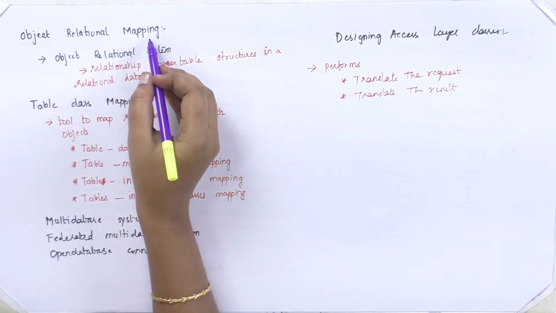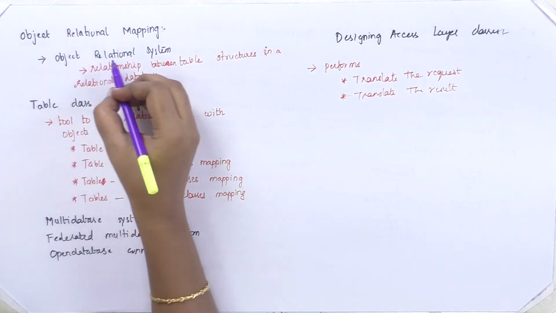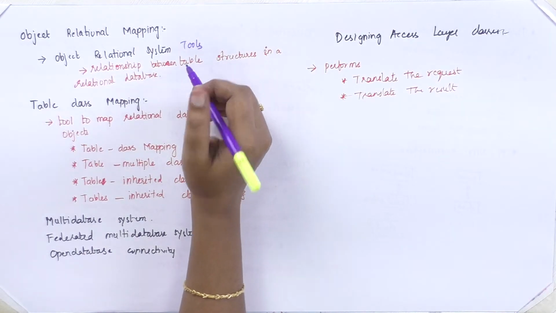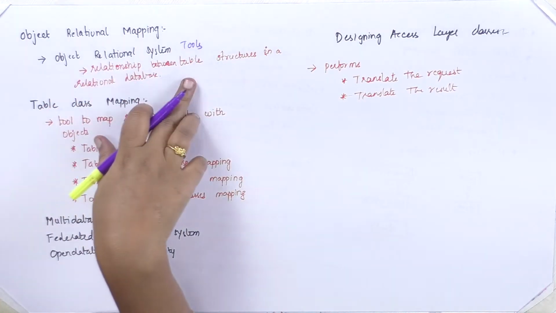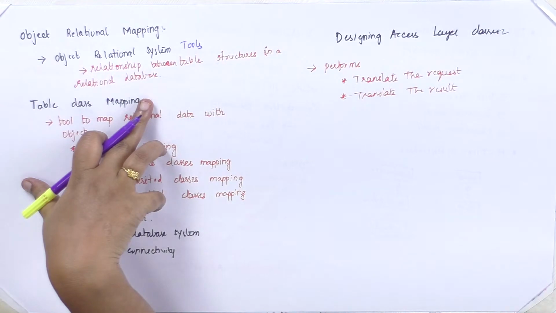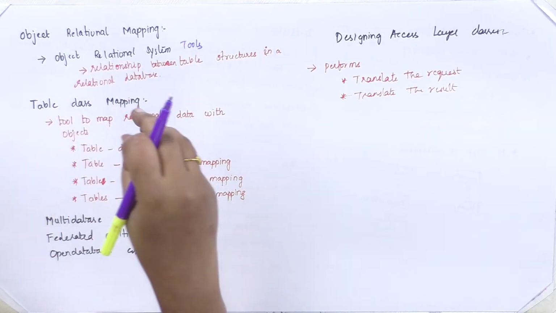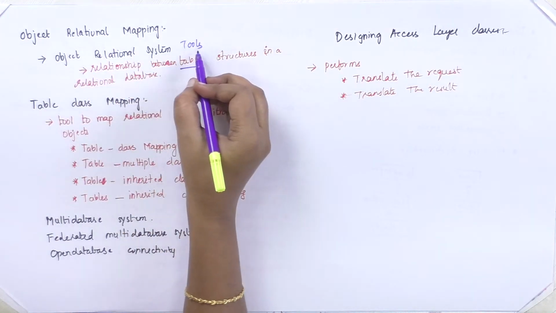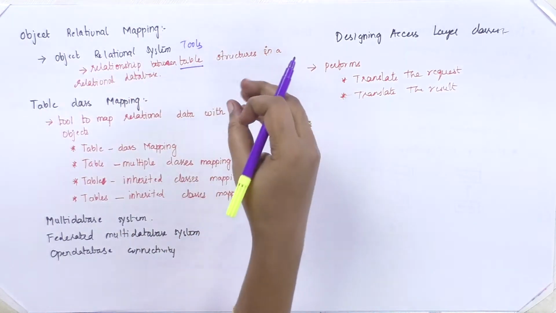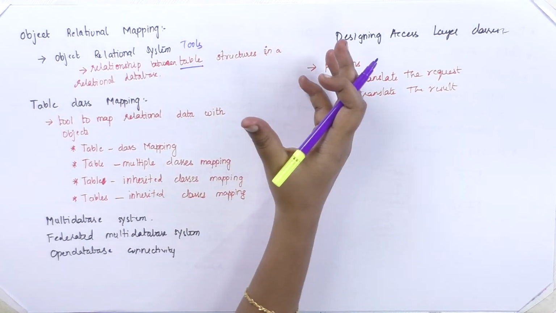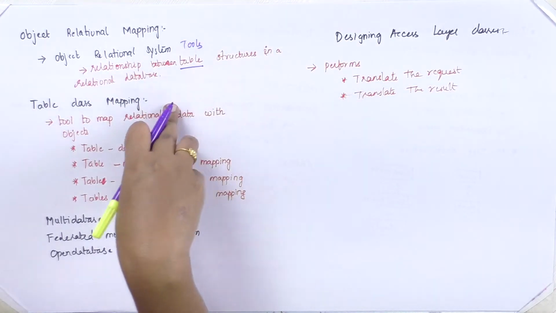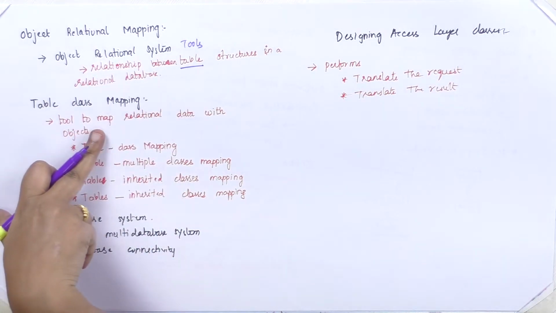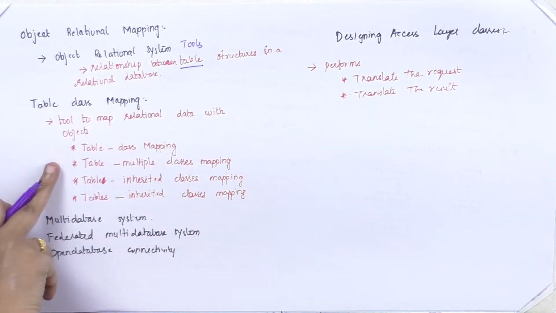Object relationship mapping. So you have some tools called object relational system tools. These tools are able to make a relationship between table structures in the relational database. In a relational database, you will be storing the data in a table format. So these object relational system tools will be able to identify and give you the relationship between these tables. Here you have another tool called table class mapping tools. This tool is used to map relational data with the objects.